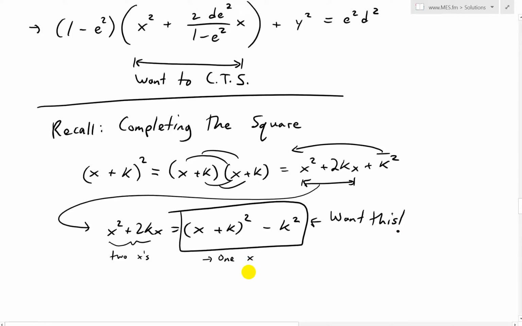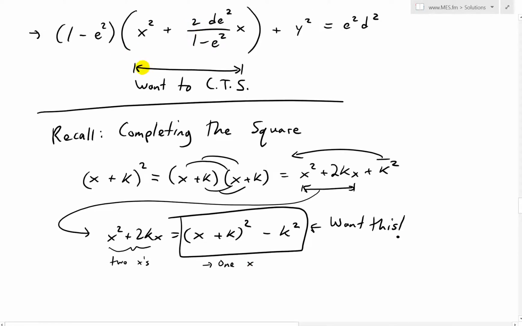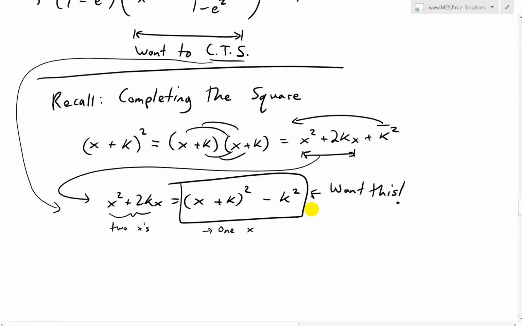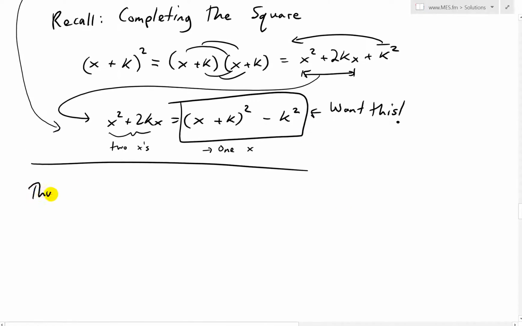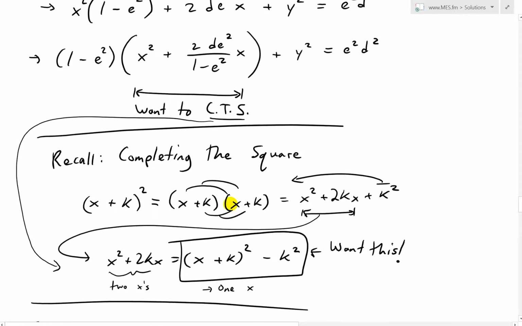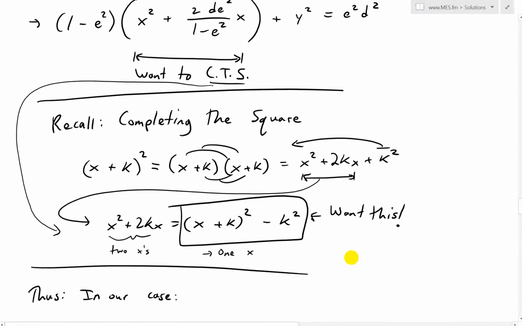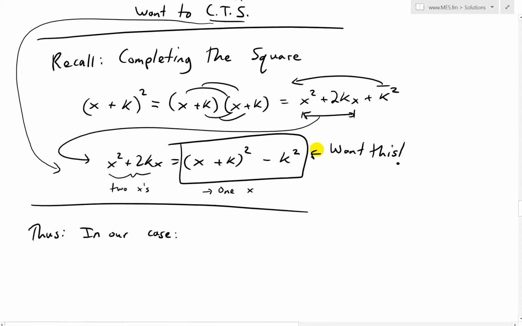So in other words, we want this part here, and I'll scroll this all the way. So we want to complete this square, bring it down, and we want this over there. So let's just do that. Thus, in our case, we're going to set this part here equal to x plus k squared minus k squared.